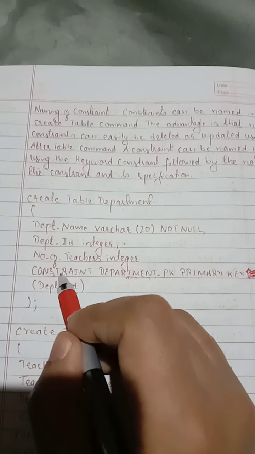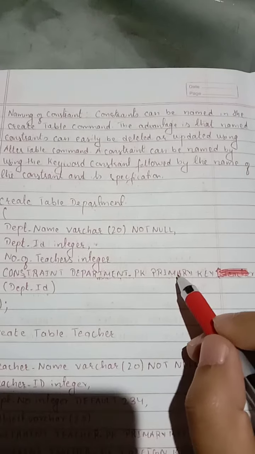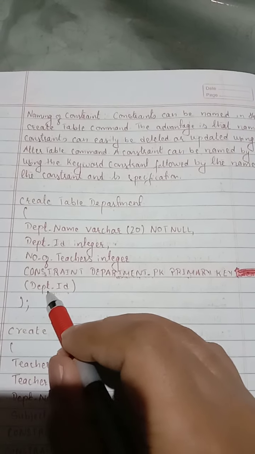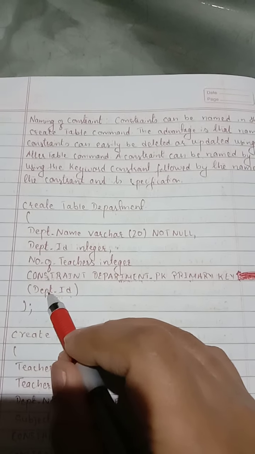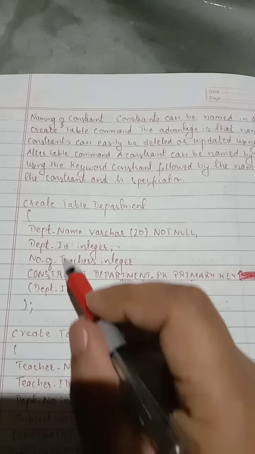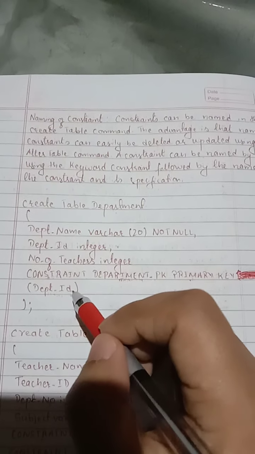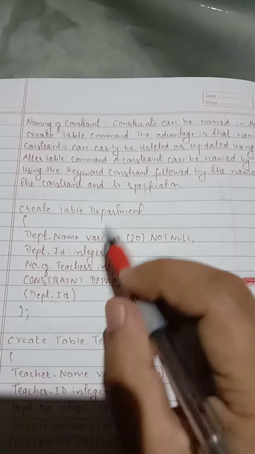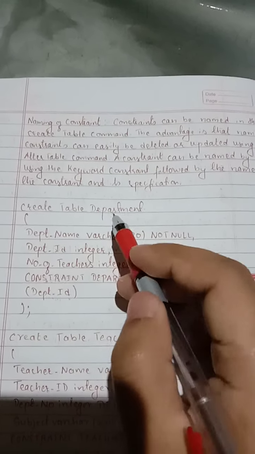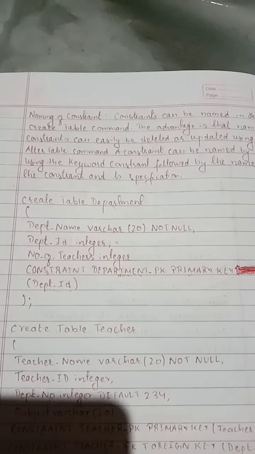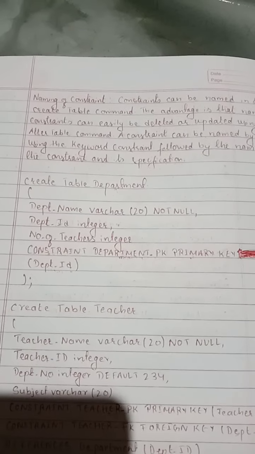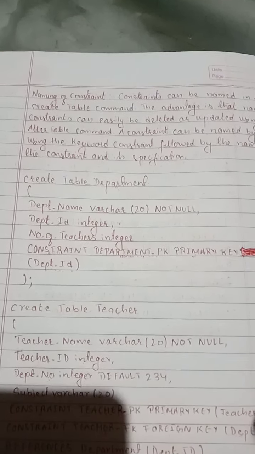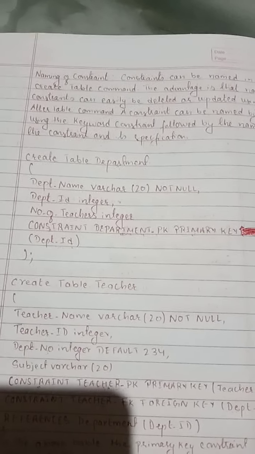You have to write constraint, and I have specified primary key, and inside the brackets I've written the name of the column, which is department id. So this department id becomes the primary key of this department table. This is how we specify a table level constraint in the create statement.